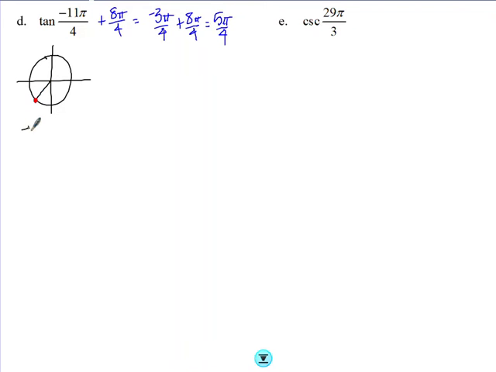The coordinate is negative square root of 2 over 2, negative square root of 2 over 2. Tangent is y divided by x. So the tangent of negative 11 pi over 4 is 1.